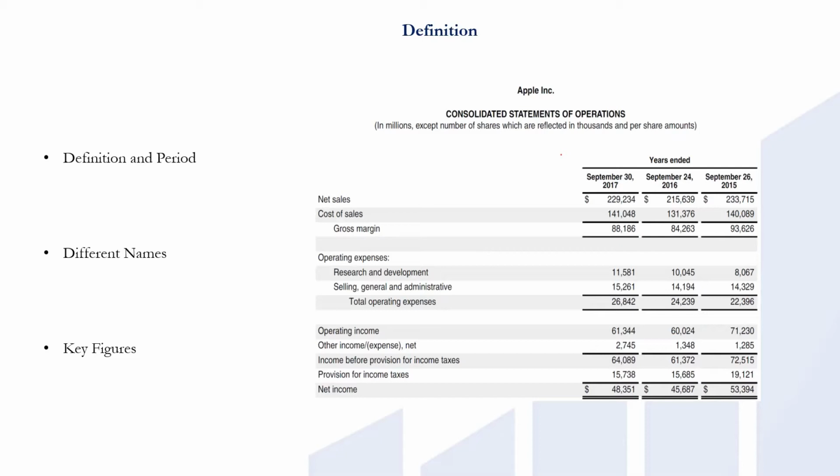Now, what are the key figures that you should expect to see in the income statement? You should expect to see figures like revenues, cost of goods sold, depreciation expense, tax expense, SG&A.